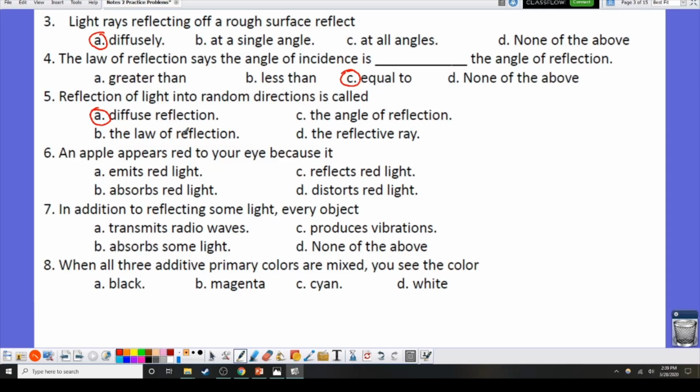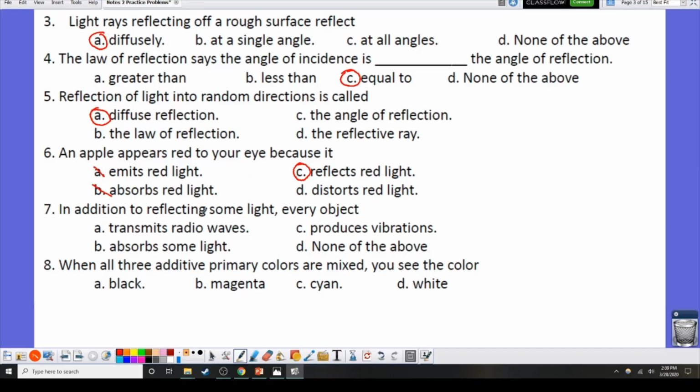Number 6, an apple appears red to your eye because it does what? Does it emit red light, absorb red light, reflect red light, or distort red light? We can eliminate a couple of choices. We know that apples don't emit light because if we turn off all the lights, the apples aren't glowing. They are absorbing light, but they're not absorbing red light. It's actually because they are reflecting red light that we are able to see the color red.